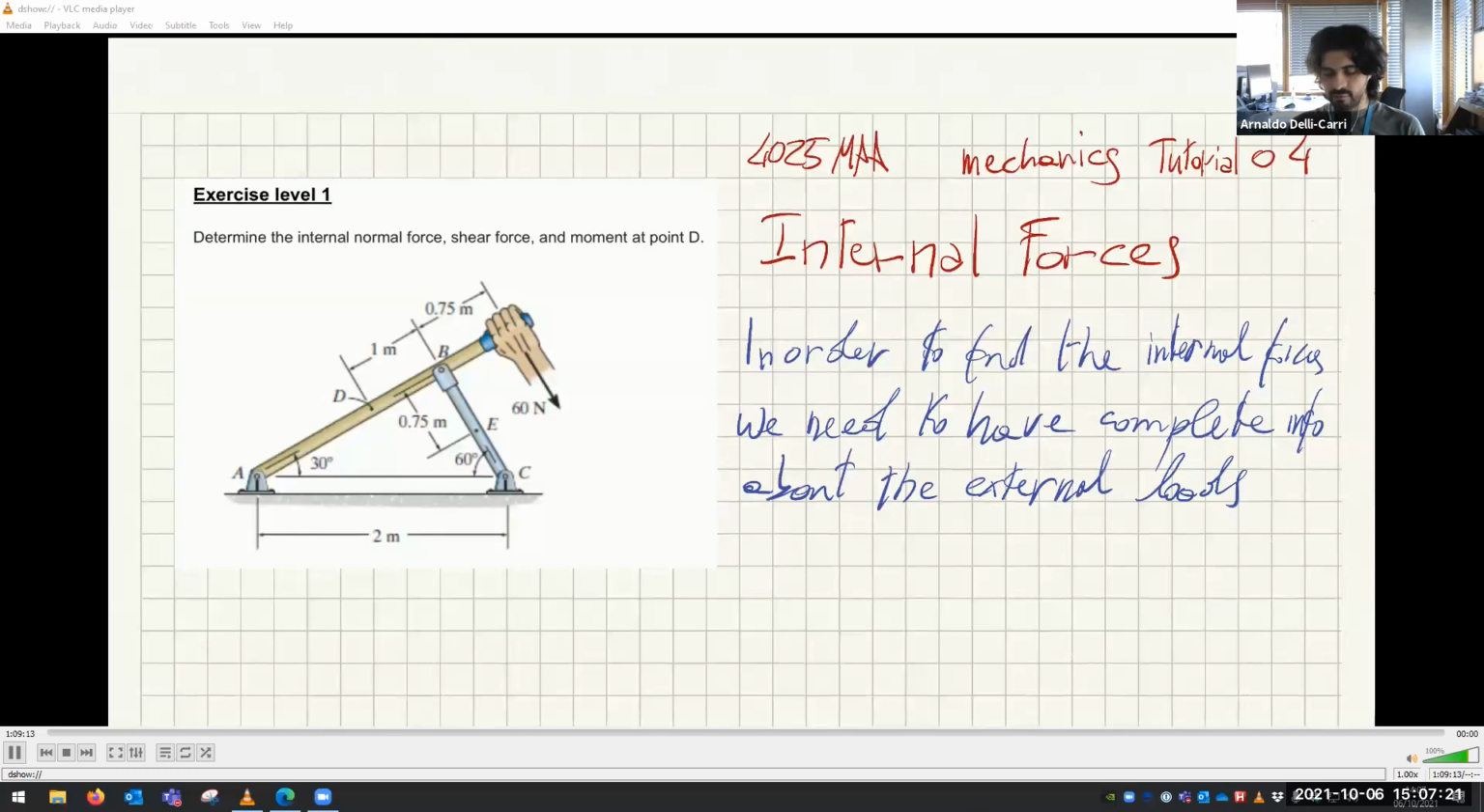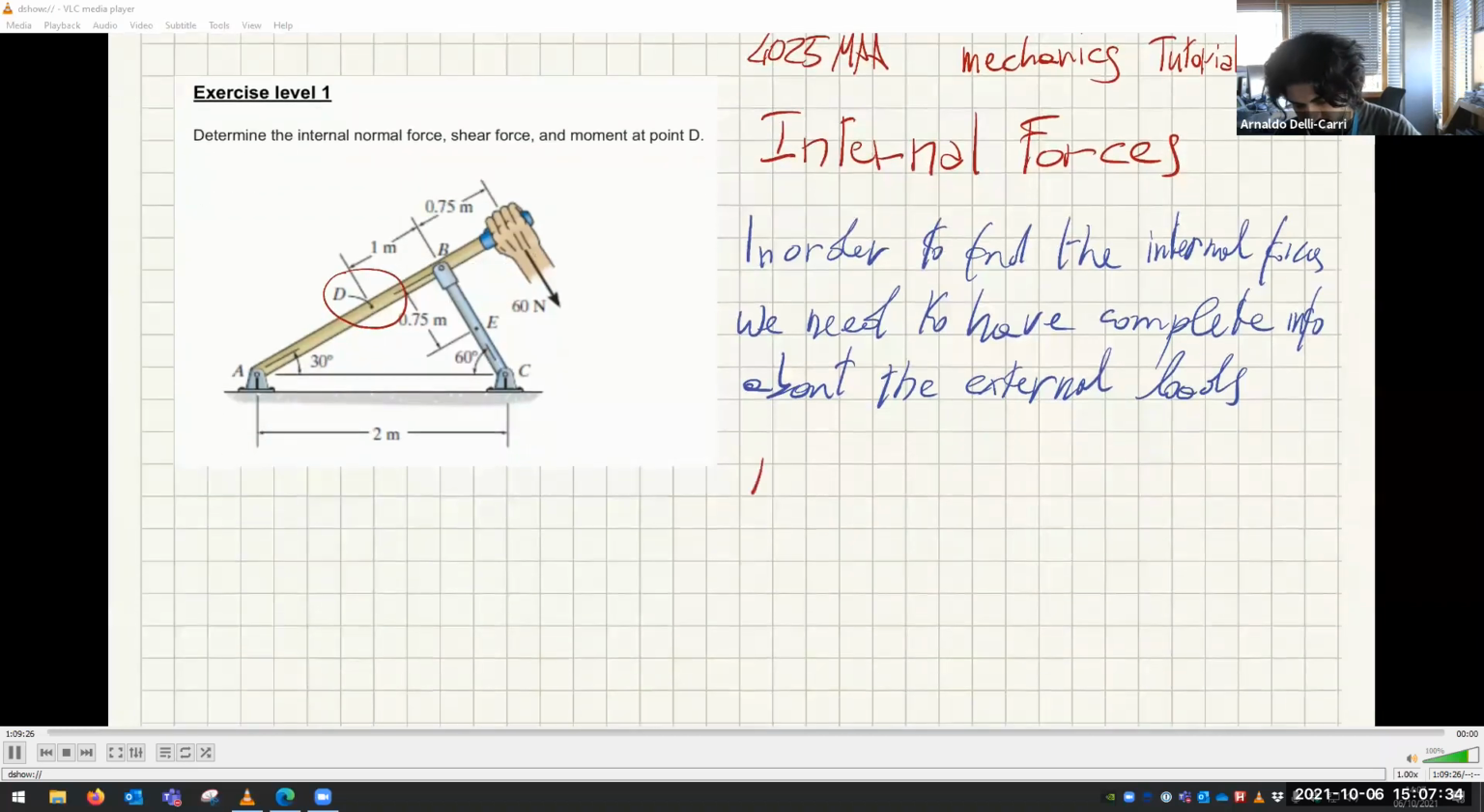Now, what do we have here? Since we want to know what's happening here at point D, that means I can just do the free body diagram of the beam. This beam A, B. Yeah, beam A, B.